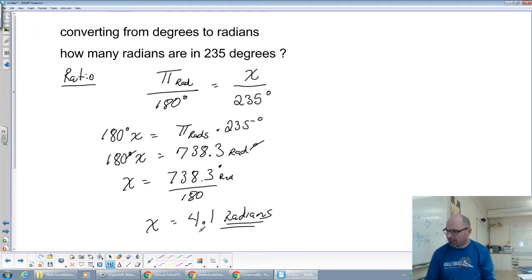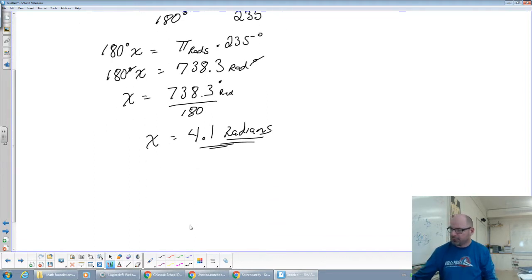Okay, and that's an example of how we convert. Now, you could use the other method as well. So we know that we have so many degrees. What was it, 235? Why am I putting a 4 down? Method 2.